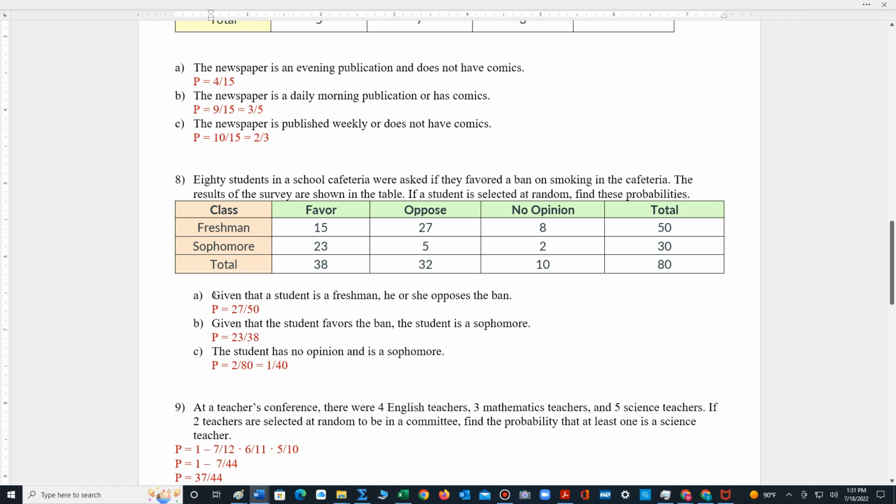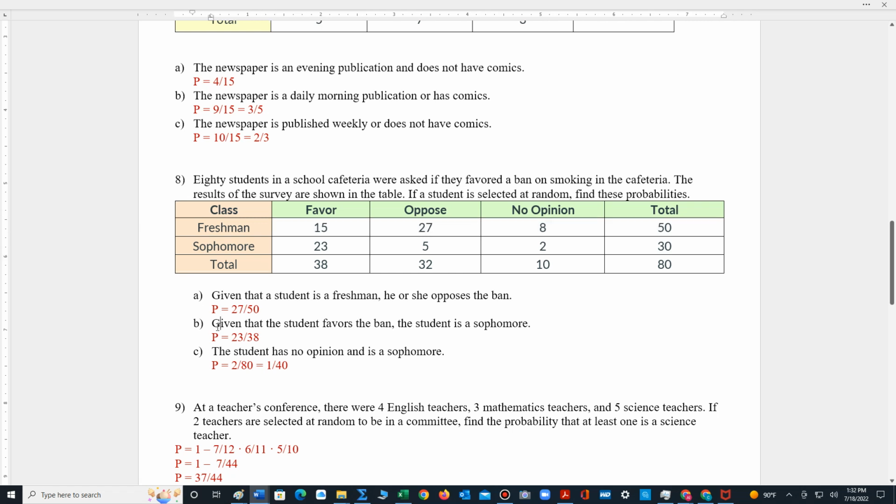So when it says given that the student is a freshman, we only focus on the freshmen. We do not include the sophomores in this analysis. So there's 50 freshmen. Of those 50 freshmen, 27 oppose the ban. So 27 out of 50.